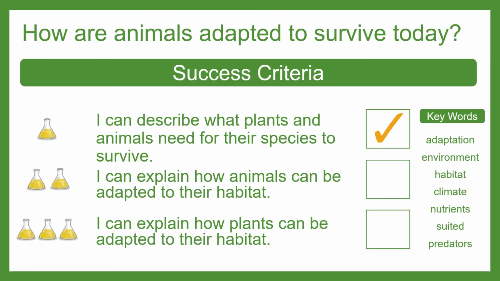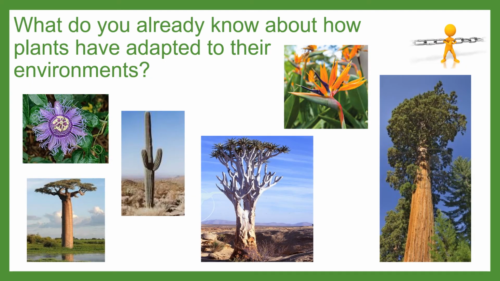Well done. You've explained how animals can be adapted to their habitat. Now we're going to do the same for plants. In year 5, you learnt about climate zones. And this will prepare you about how plants have adapted to their environments.